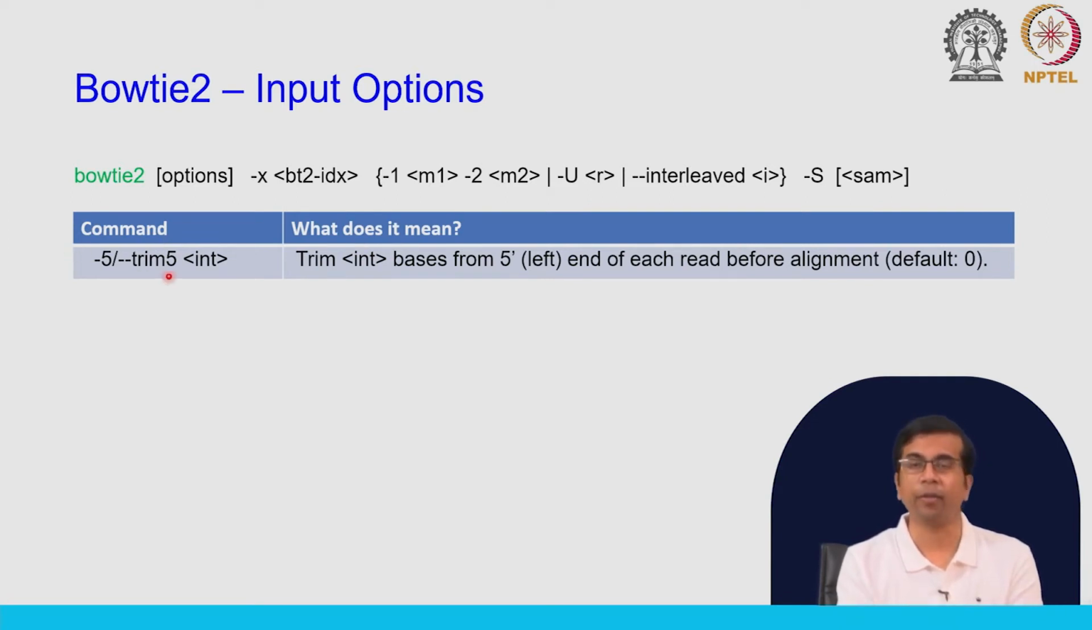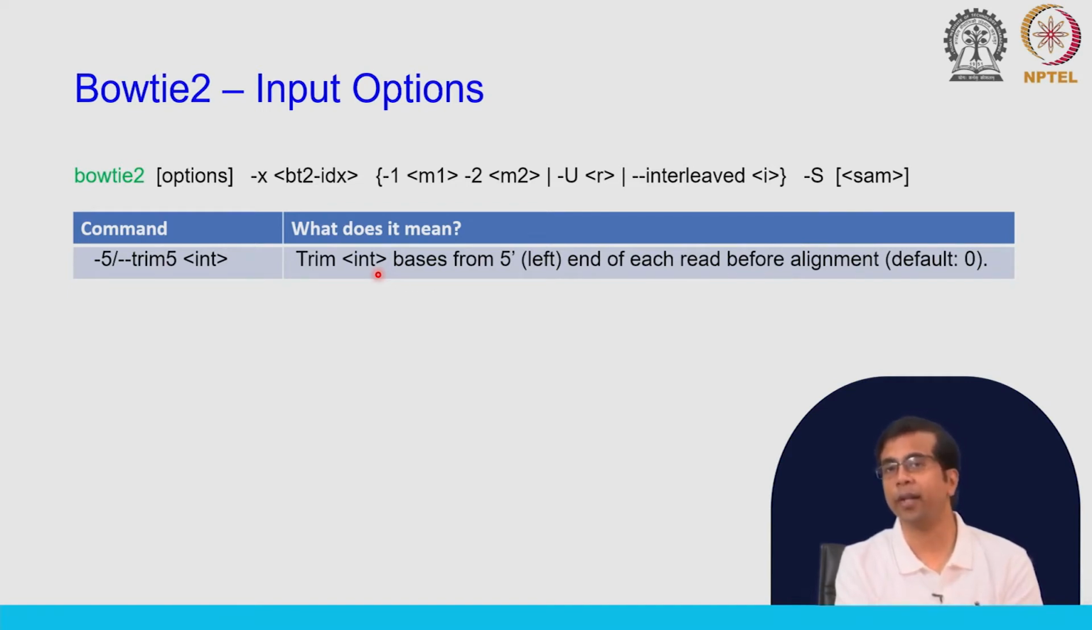It is either -5 or minus trim 5, and you have to specify an integer number. What does -5 or minus trim 5 mean? It means you trim a certain number of bases, and this number will be specified by you. You can say trim 5 bases, so this integer could be 5: trim 5 bases from the 5 prime end of each read before you map. Why do you do this?